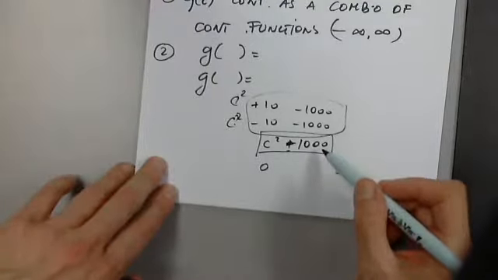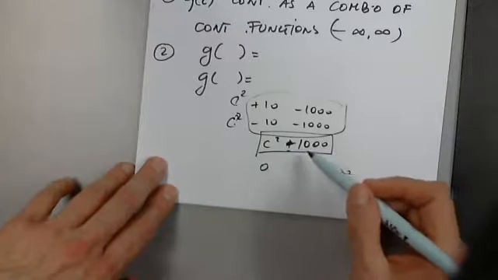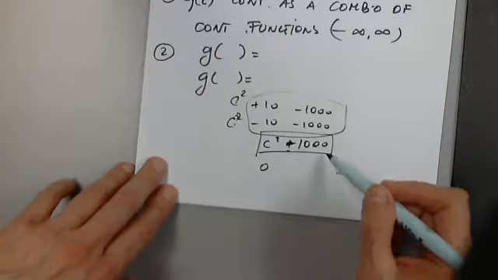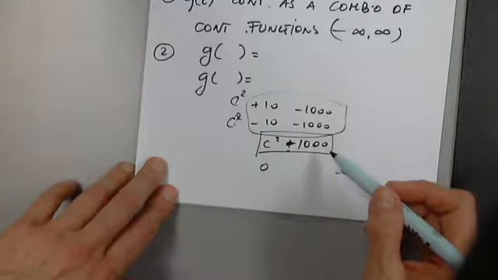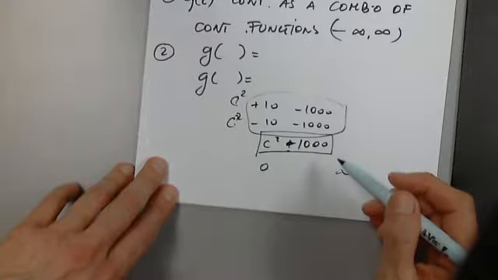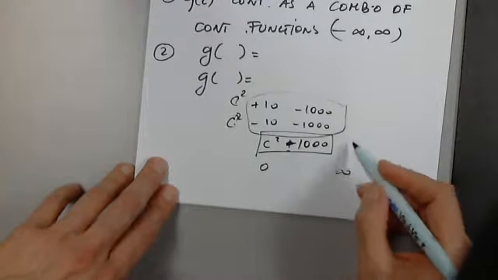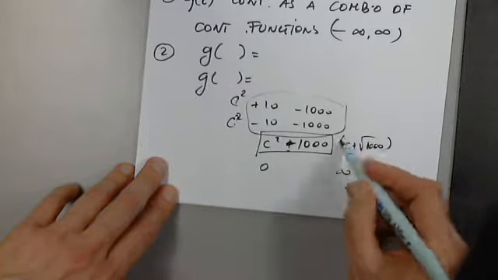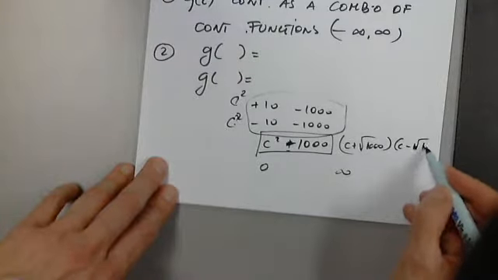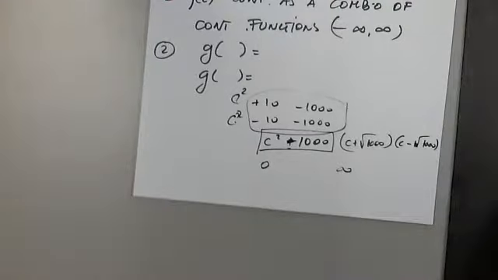If I factor this, roughly, for 100 it will be c minus 10, c plus 10, but it's 1,000. So the square root of 1,000 is what? 31. Right, exactly. So c plus the square root of 1,000 and c minus the square root of 1,000. I'm just trying to figure out a little bit what viewing window to use.